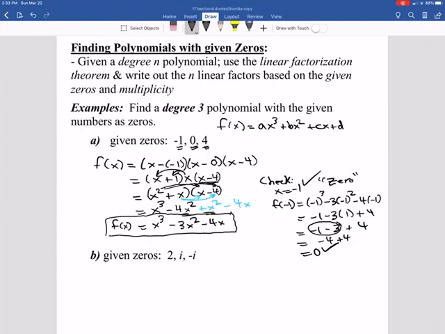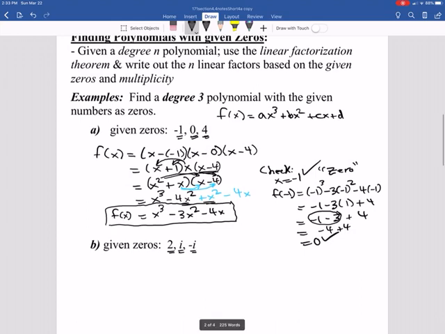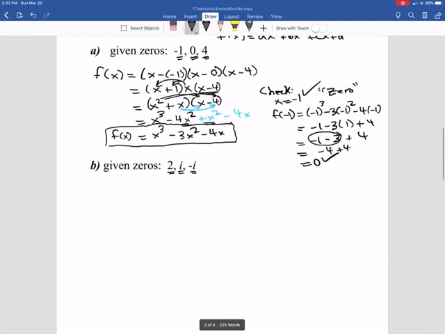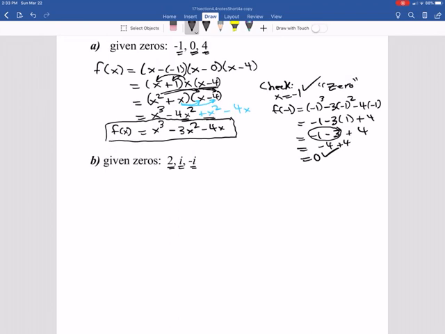All right, let's do the same thing for example B. So here in B, we've got 2, i, and -i as the zeros. So let's go ahead and begin creating this polynomial function. Now you notice we have one real number zero and two complex imaginary numbers as zeros, i and its conjugate negative i. And as we create the polynomial, we want a degree 3. Let's go ahead and create the 3 linear factors. Again, I'm going to assume the leading coefficient is 1.